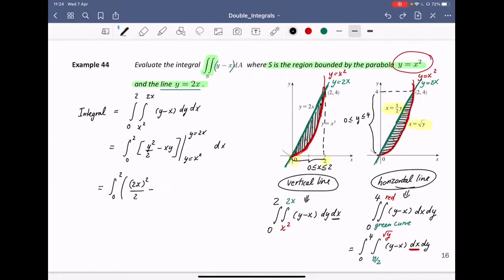I replace y by 2x. All right, so that's the first one. The second one is I replace y by x squared. So it's going to be x to the 4th power over 2, and then x times x squared, dx. I didn't do anything other than plug in 2x over there, and then plug in x squared over there.